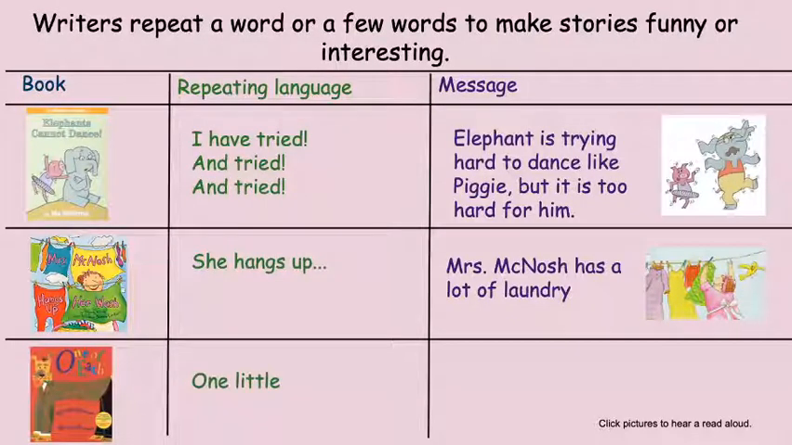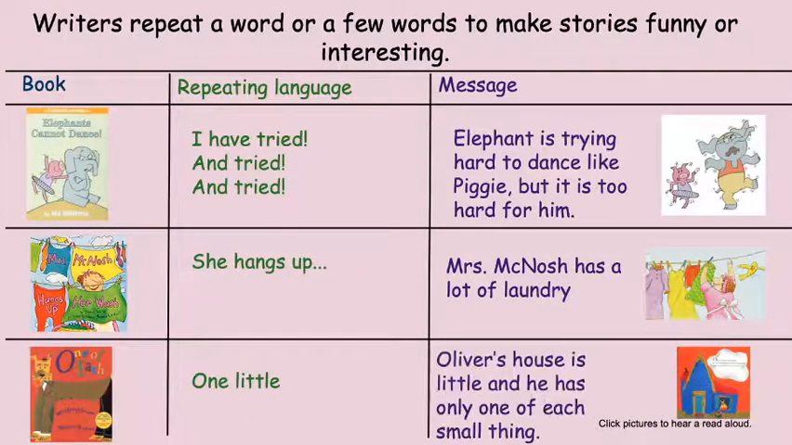One little. It said a lot in this book. Why do you think that might be? Because Oliver's house is little and he only has one small thing of each.